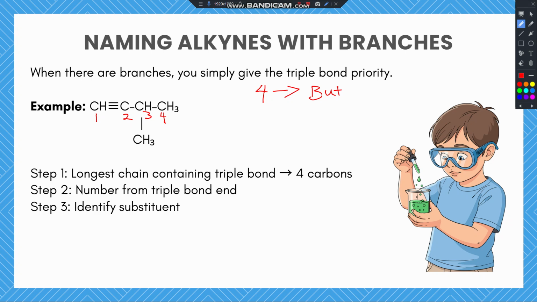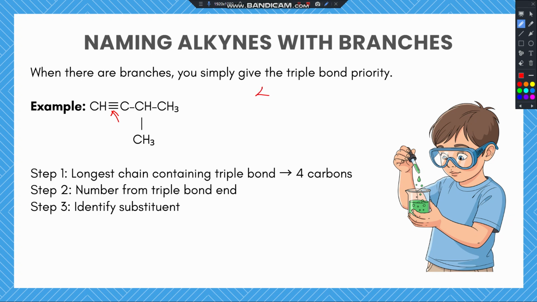Now, the next thing to do would be to determine our counting direction. Are we counting from the right to the left, or are we counting from the left to the right? If we count from the right to the left, we have carbon number 1, 2, 3, and 4. It means this triple bond will be resting on carbon number 3. If we count from the left to the right, we have 1, 2, 3, and 4. It means this triple bond will be resting on carbon number 1. So our counting will be from the left to the right because that is the counting pattern that gives the lowest number to the triple bond.